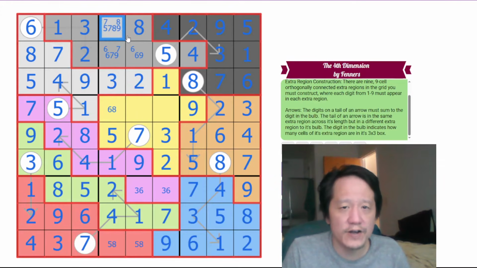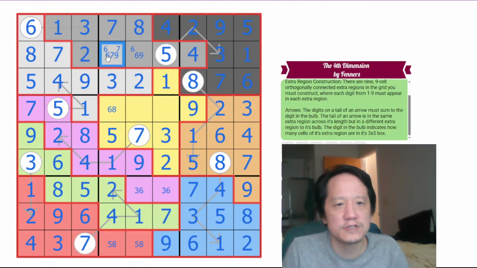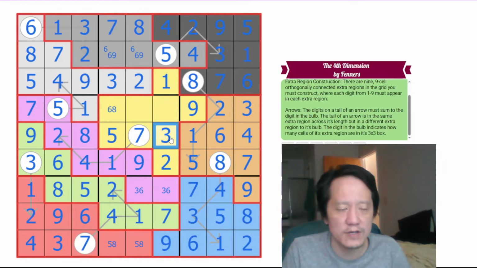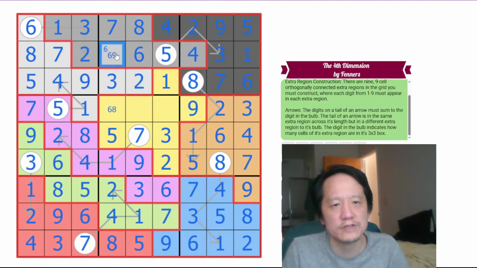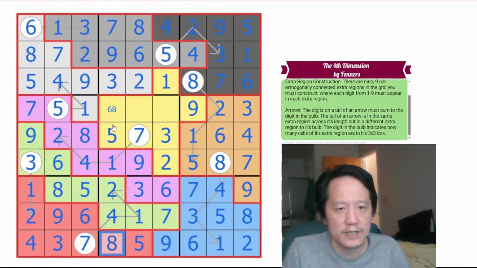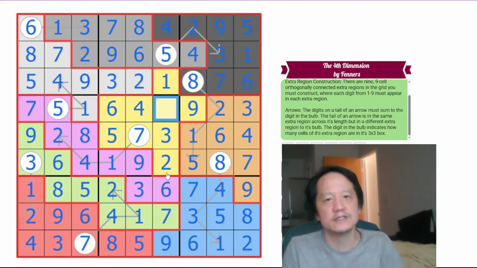We can't have 5, 8, or 9 here, so this is 7, which means this can't be 7 here. This 5 eliminates 5 here, so that's 8. This is 5. This 3 eliminates 3 here. It's 6 and 3. This 9 eliminates 9 here. It's 6 and 9. 8 eliminates 8 here, so it's 6, which leaves this as a 4 and this as an 8.